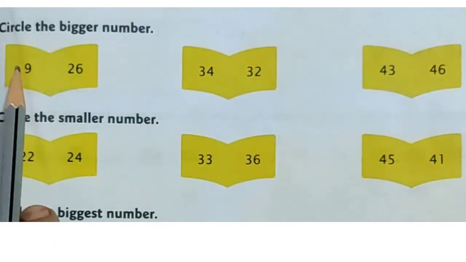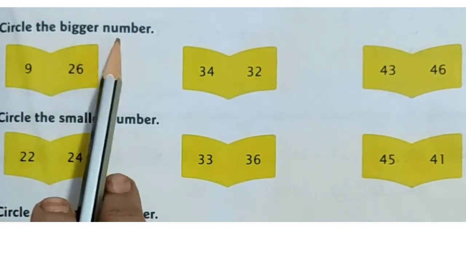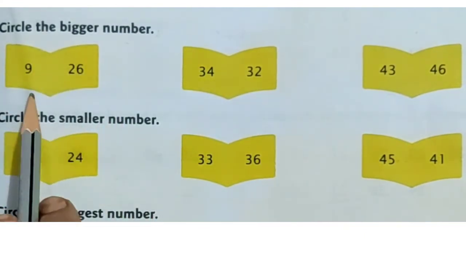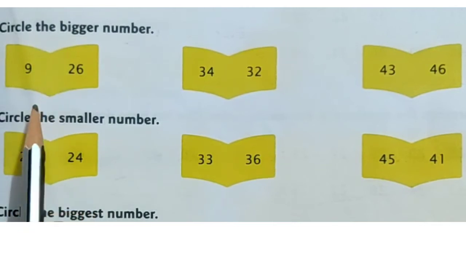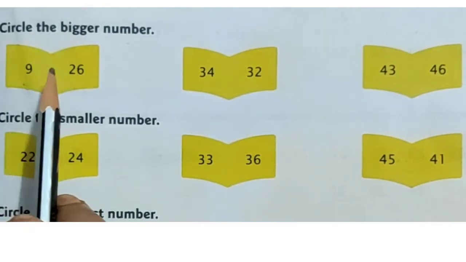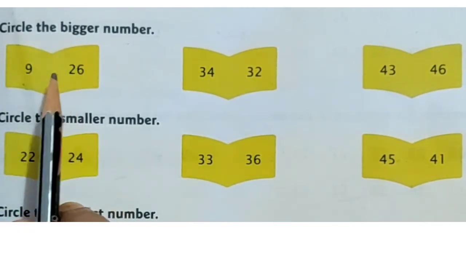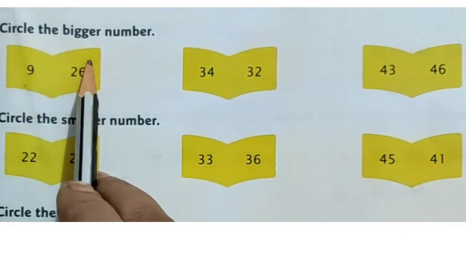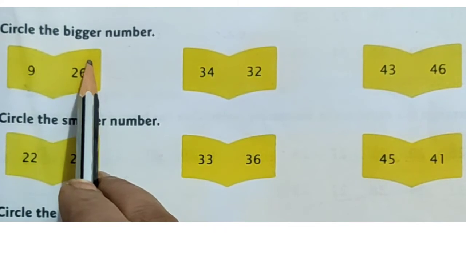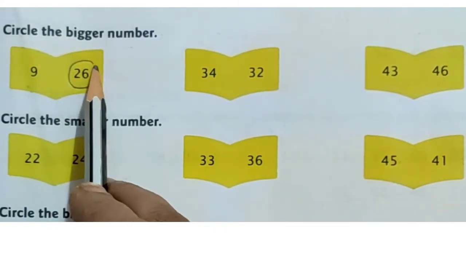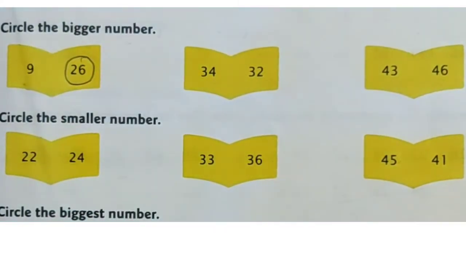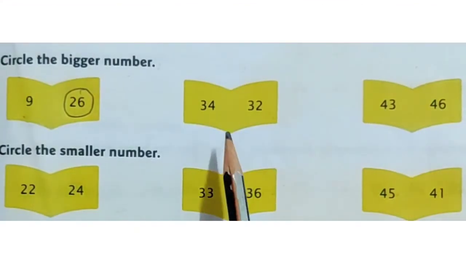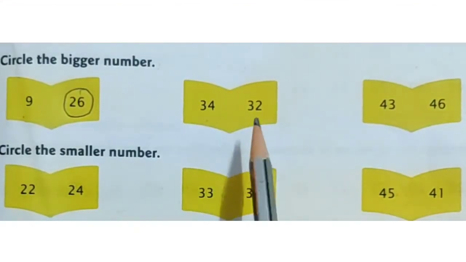Now let's move on to the second heading, that is circle the bigger number. Here 9 and 26. Which number is big? This is 1-digit number and it is 2-digit number. When we compare 1-digit number and 2-digit number, 2-digit number is bigger than the 1-digit number. So 26 is bigger than 9. Circle 26, children.